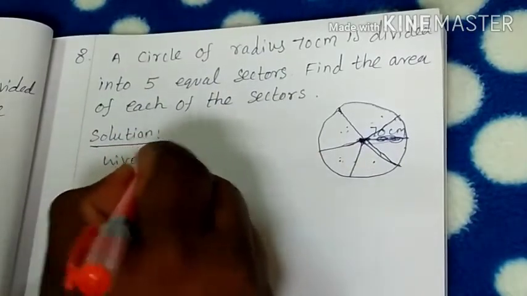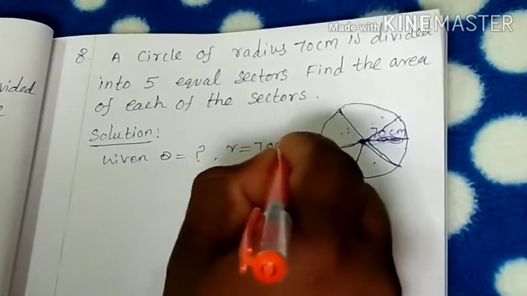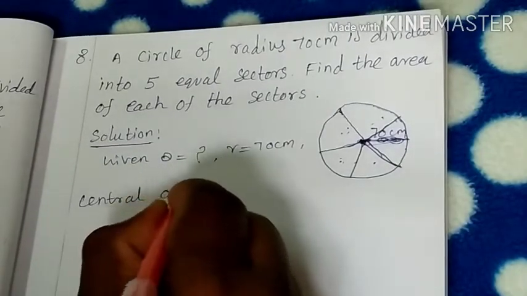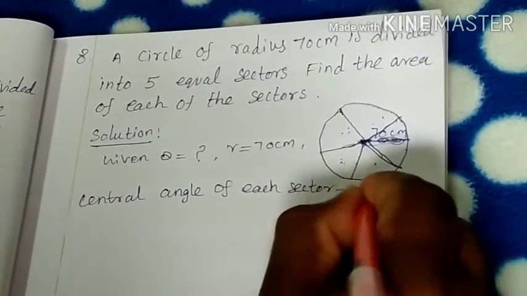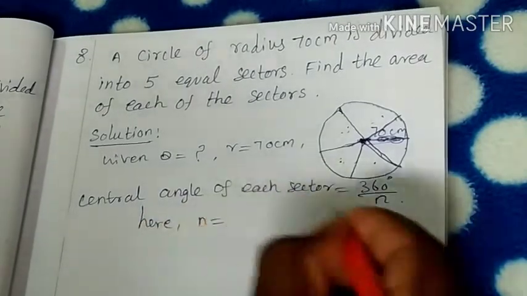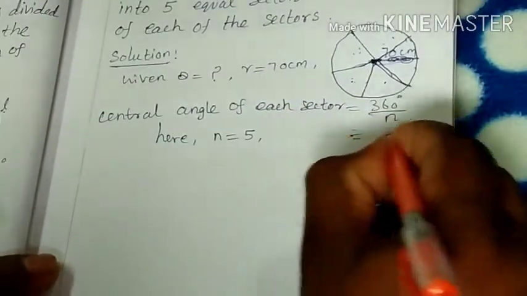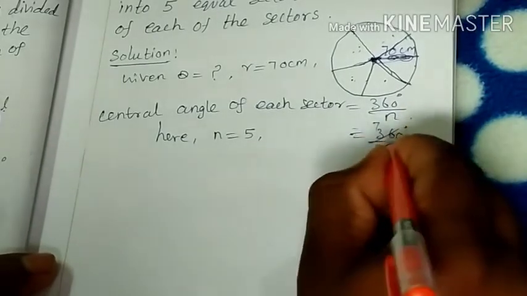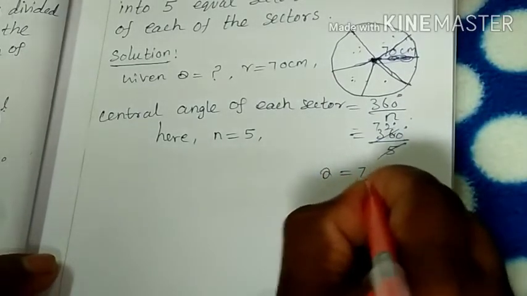Theta is not given, and r is equal to 70 centimeter. So find the value of theta. The central angle of each sector is equal to 360 degree divided by n. Here n is equal to 5 because there are 5 equal parts. So replacing, 360 divided by 5, using cancellation, 7 5s are 35, carry 1, 2 5s are 10. So now we get theta is equal to 72 degree.